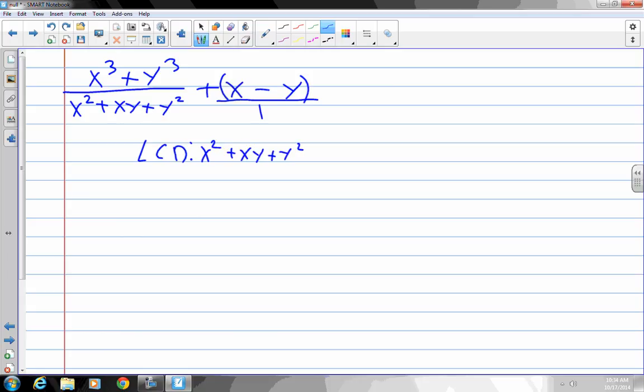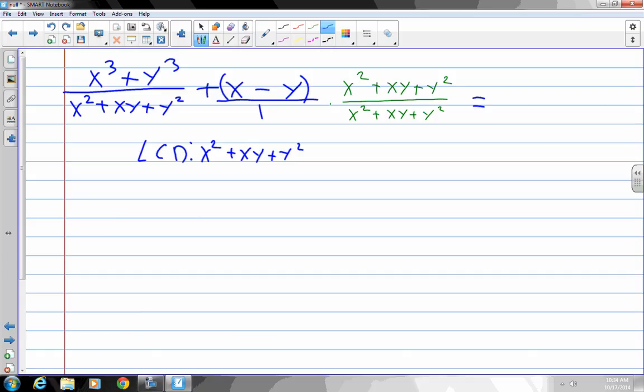So the first one is happy. I just have to multiply the second one by that LCD. Right, that's the idea. So this way they have the same denominator.